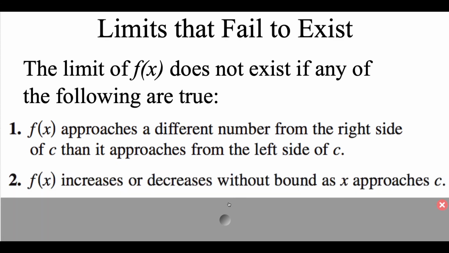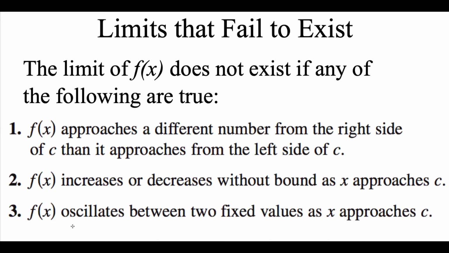Another thing that could happen is if your function increases or decreases without bound. So if it goes up to infinity or down to negative infinity as you're approaching your specific constant, that limit also does not exist. And then the last thing, if your function oscillates or bounces between two values as you get closer and closer to whatever that constant number is that you're approaching, then that limit also does not exist. And we'll look at examples of each one of these as we go through the rest of the video.